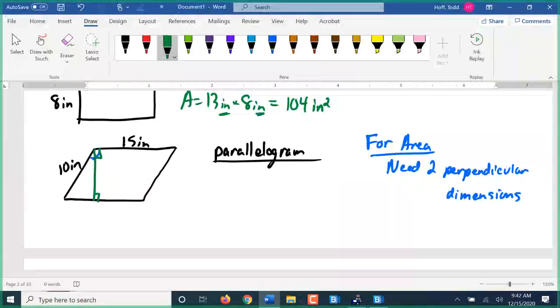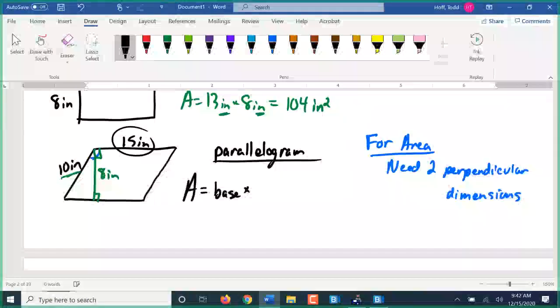And at this point, all we know about that dimension is it has to be smaller than the 10 inches, because the 10 inches goes at an angle. The perpendicular is always going to be shorter than any slanted line. I'm just going to fill in a number, and let's say that we are told that that is 8 inches. So now the area of a parallelogram is going to be a base, which is basically a length, that's the 15 is the base, times a height.